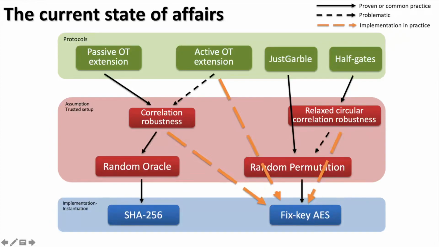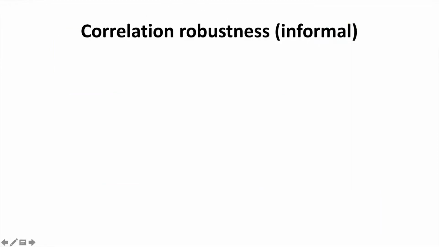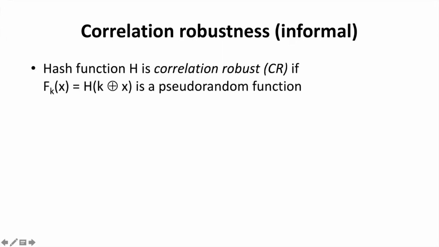And this is mostly based on some kind of folklore that a certain way of using fixed-key AES provides some form of correlation robustness without any proof. Let's first take a look at the correlation robustness that is used in our paper. With the hash function h, we can always define a keyed function f sub k of x by XORing the key and x and feeding that into the hash function. We say that a hash function h is correlation robust if this corresponding keyed function is a pseudo-random function.